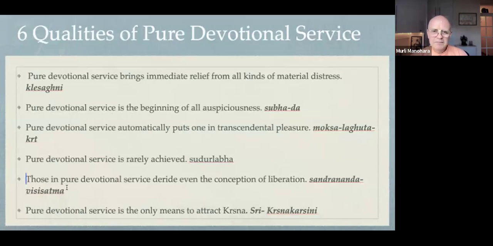And in prema, those in pure devotion deride even the conception of liberation. Sandrananda-vishesatma, so different levels of happiness and bliss are obtained, the highest being complete. There's a whole chapter dedicated to this, with so many verses from Bhagavatam bringing out these concepts, and we're going to cover that. And it's the only means to attract Krishna. So the first two are sadhana, the second two bhava, the third two prema, six in all. Prema has six, bhava has four, and sadhana has two. The only means to attract Krishna, akarshini.